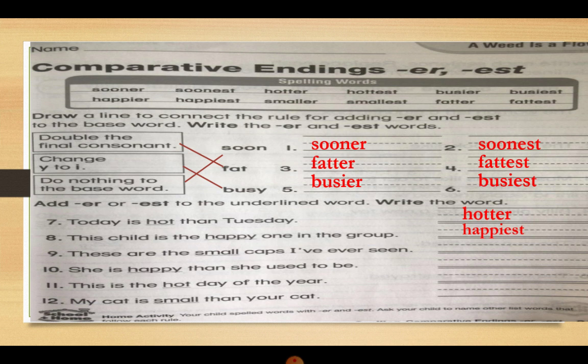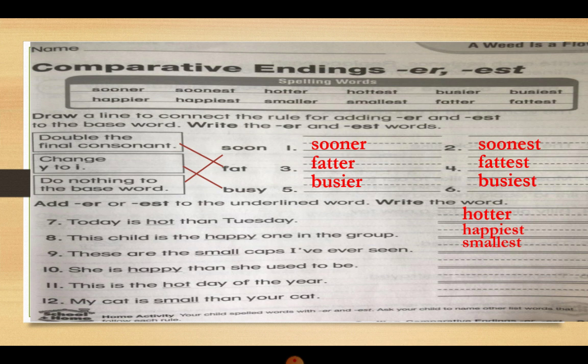Number 9. These are the small caps I have ever seen. It seems I have a comparison between one and more than one because here I have the. So it will be a superlative adjective, smallest. We don't do any change. It's not one syllable with one vowel and one final consonant, and it does not end with Y. So here in this case, as long as it's not this or that, we don't make any change, we just add er or est.